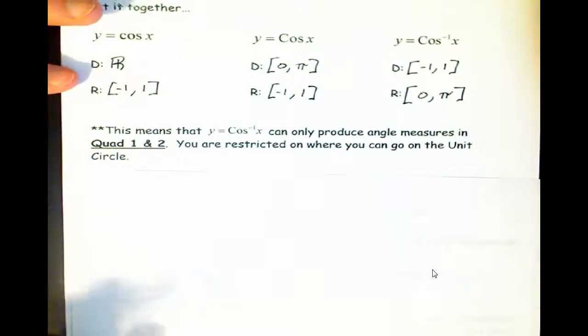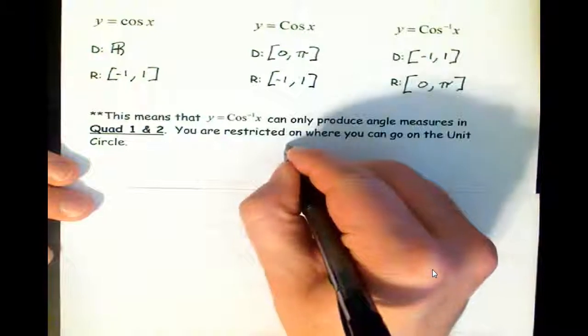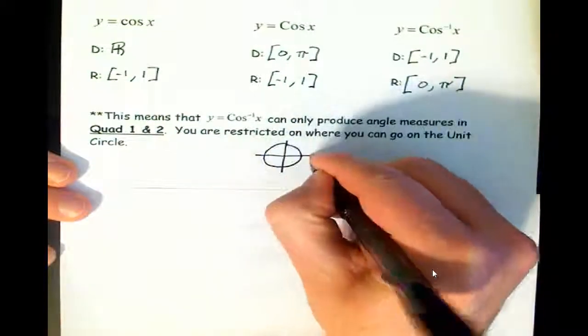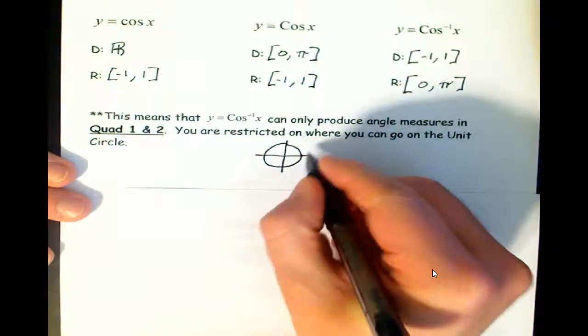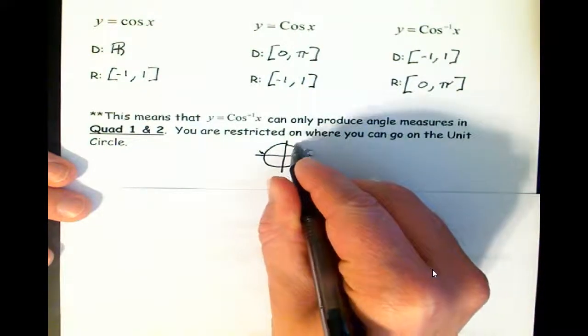So what does this mean to us? This means that the inverse cosine can only produce angle measures in quadrants 1 and 2. You are restricted on where you can go on the unit circle. Think about what we have done here. We have this unit circle, and we have axes, just like this. I'm restricting my graph to 0 degrees, right here, to pi, right there. So only this section.